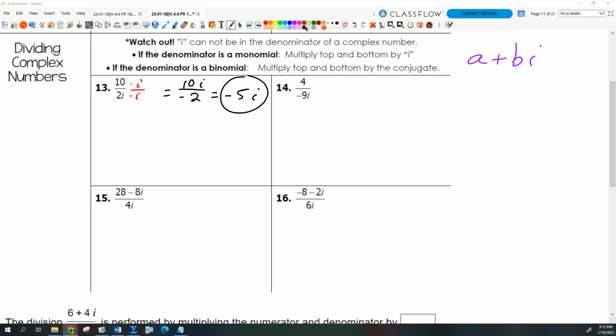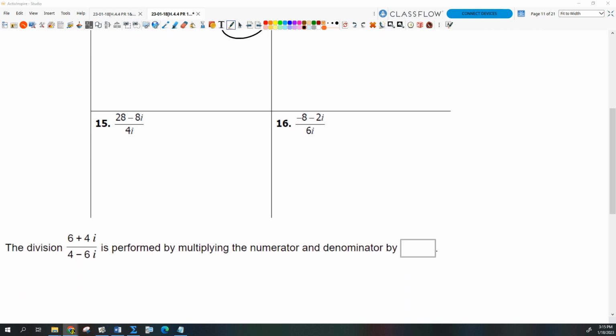Okay, so try that with something like, how about number 15? Again, this is our strategy if I have a pure imaginary number on the bottom. So if the denominator is just a pure imaginary, some number times I, all I have to do is multiply top and bottom times I, right? What do I get on the bottom? That's easy.